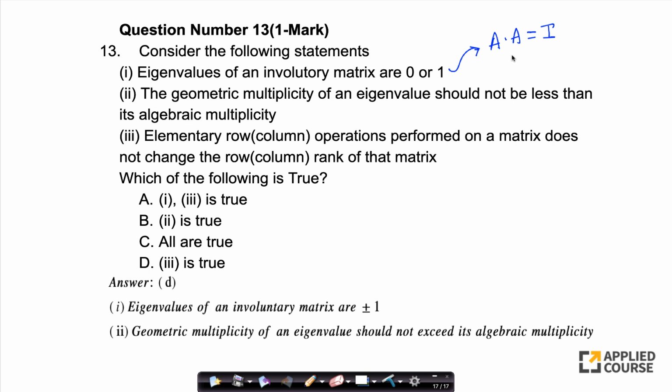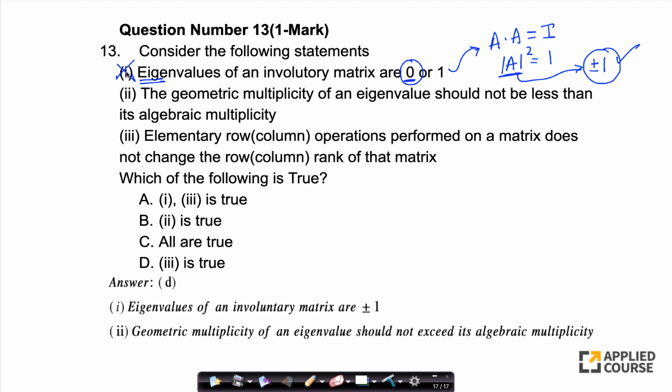So let's actually see that. If I take det on both sides, what happens? Det of A square equals 1, right? And we know that the product of eigenvalues is equal to the det of the matrix. That's why I've taken det on both sides. Now, what will be the values of det of A? If det of A square equals 1, det of A can either be plus or minus 1. If my det of A is plus or minus 1, my eigenvalues have to be plus or minus 1. So it cannot have an eigenvalue which is 0. So this statement is incorrect.